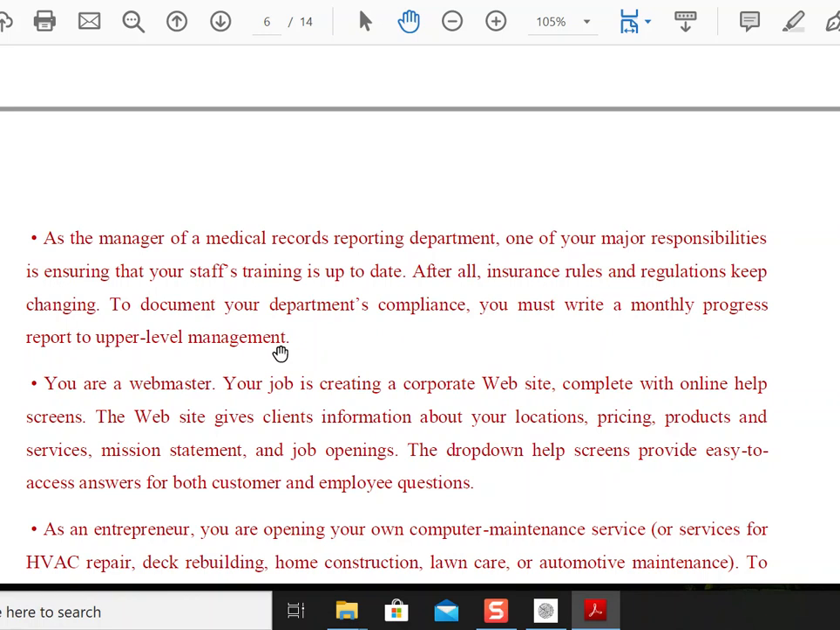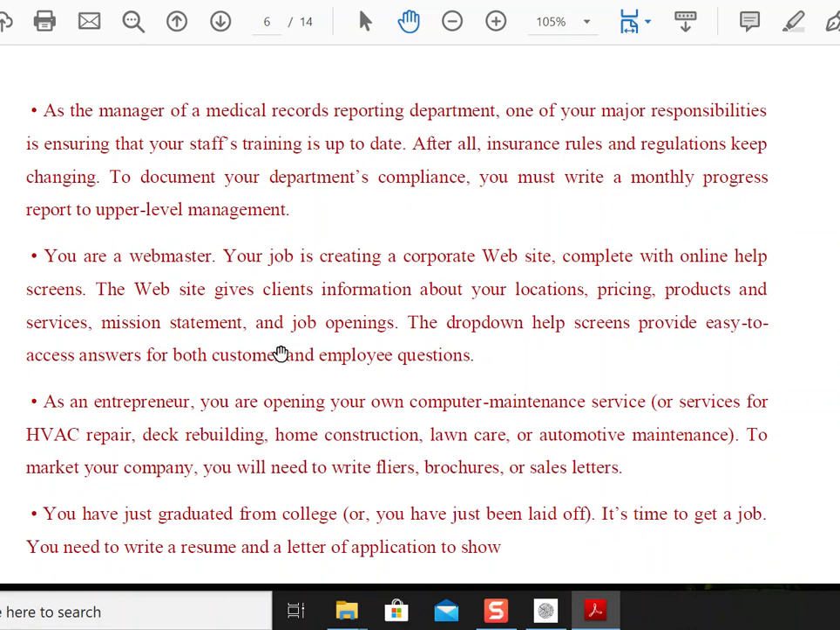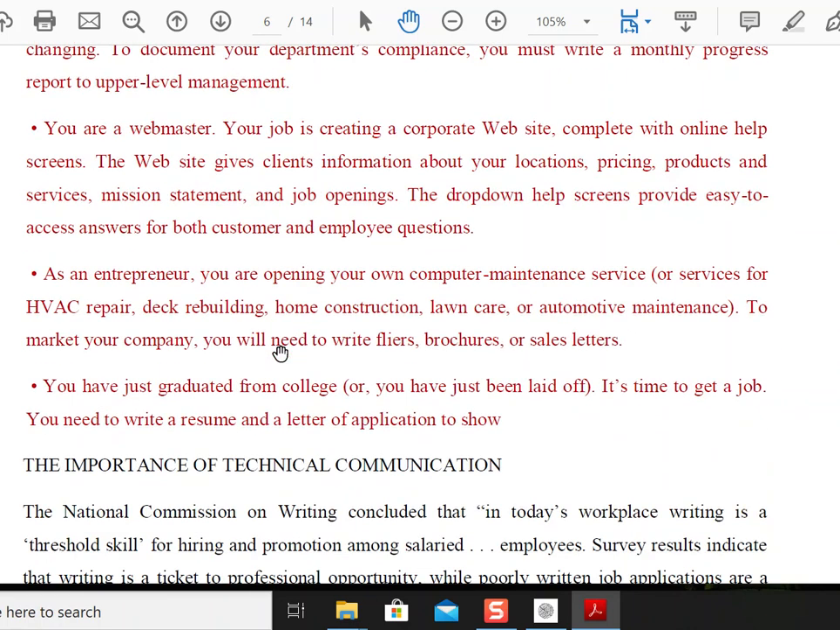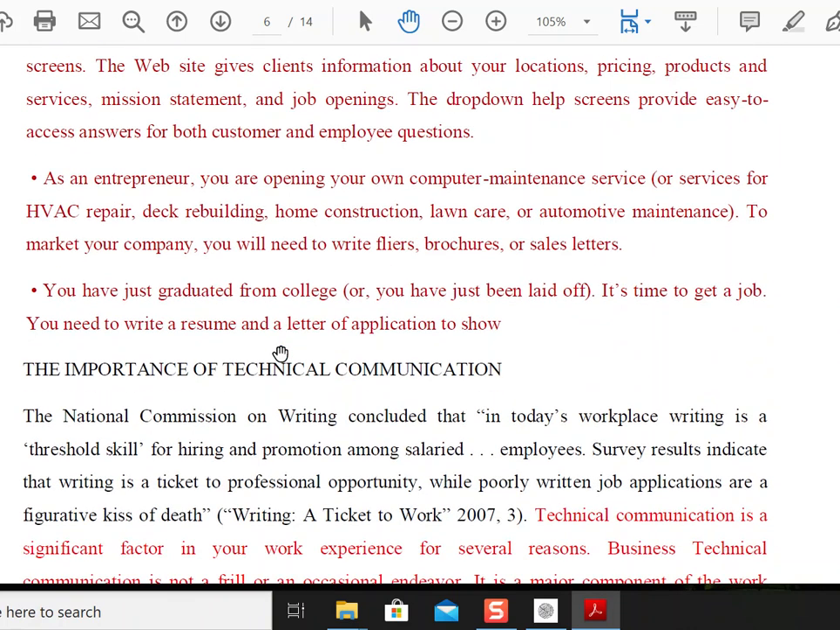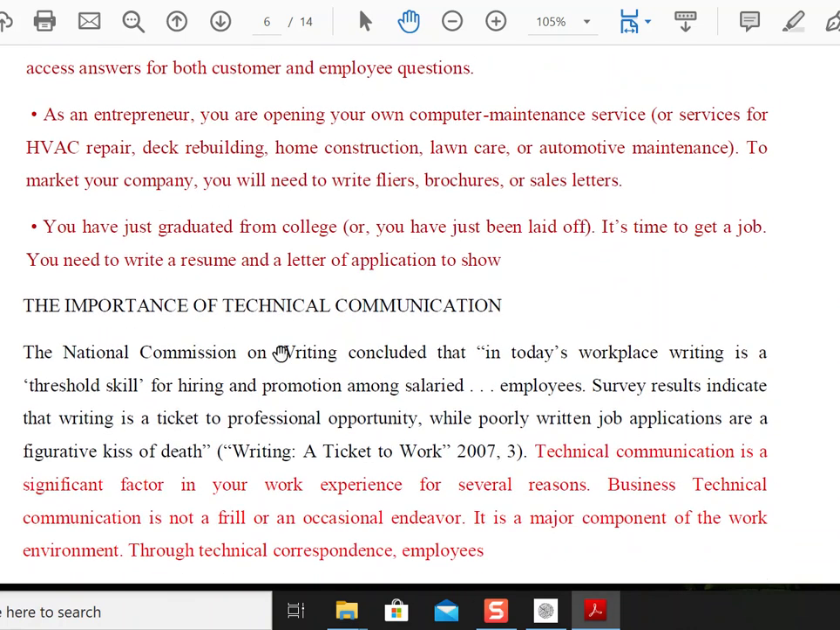Study this scenario: you are a medical manager and you keep records, and you have to keep updating your top management about the employees' performance. It's a progress report. The rest of the things you can consult yourself.